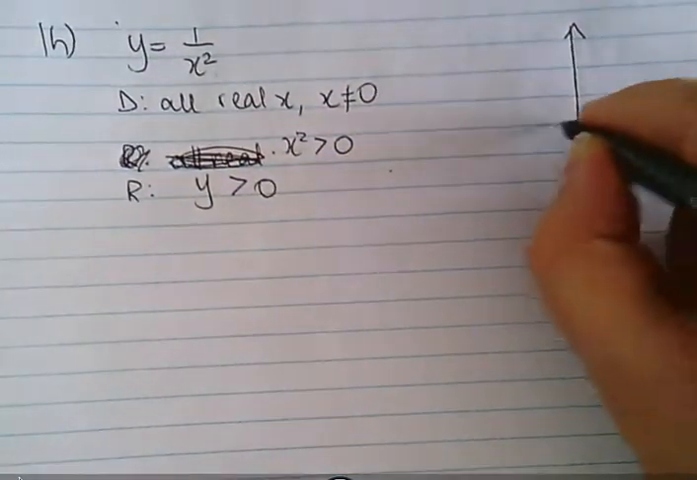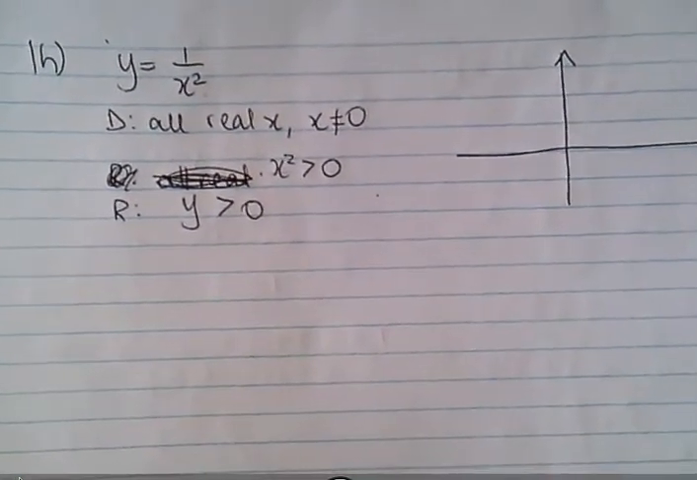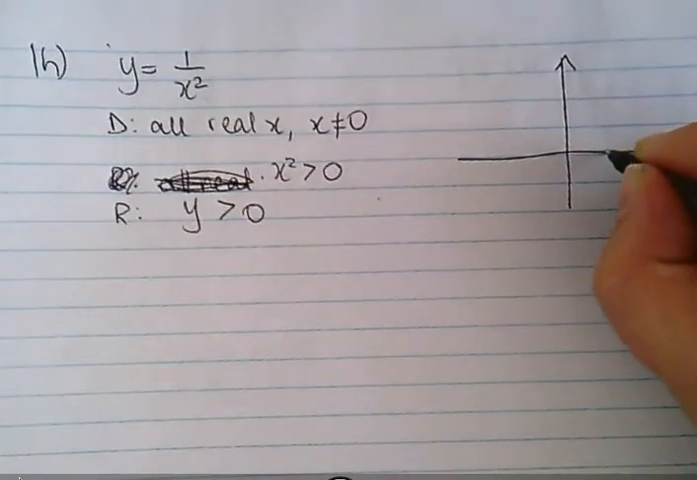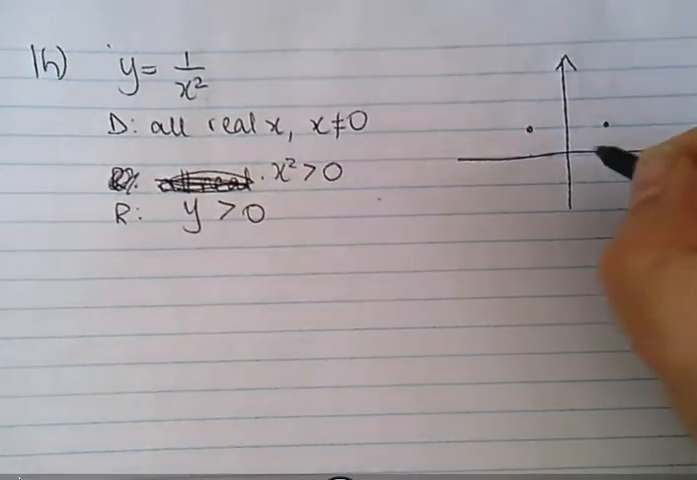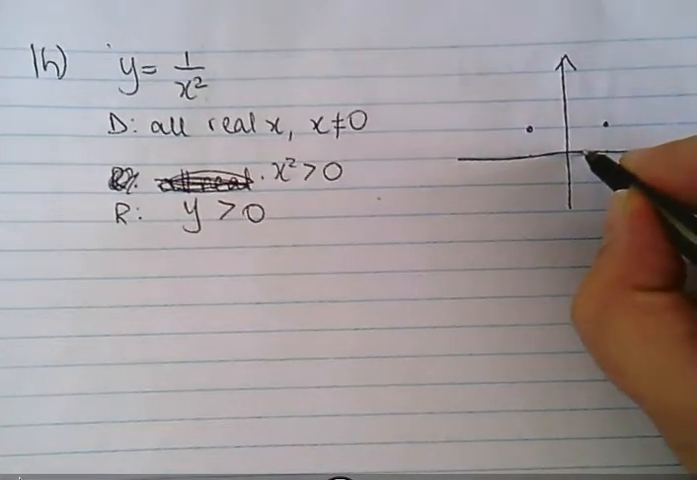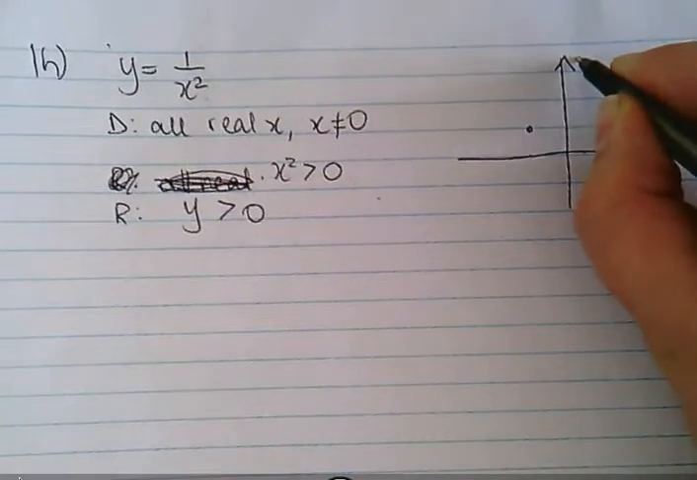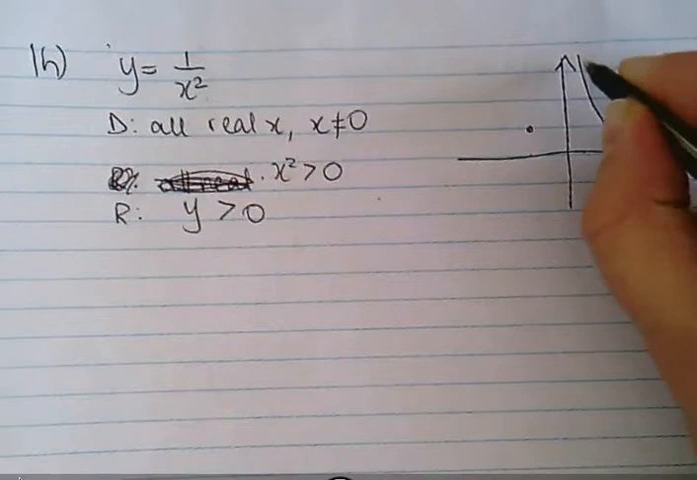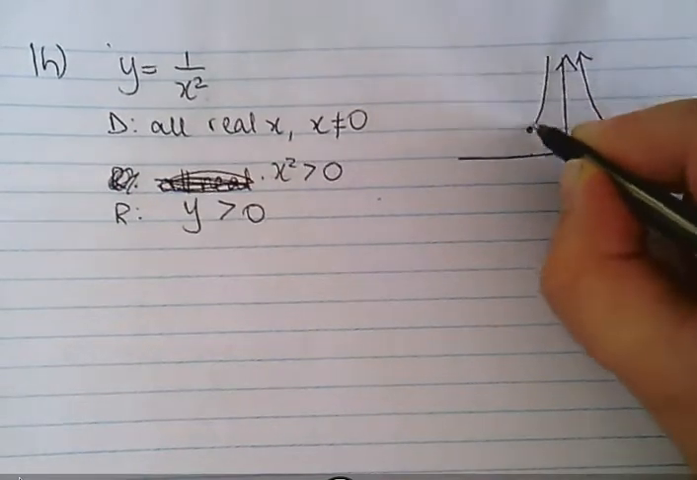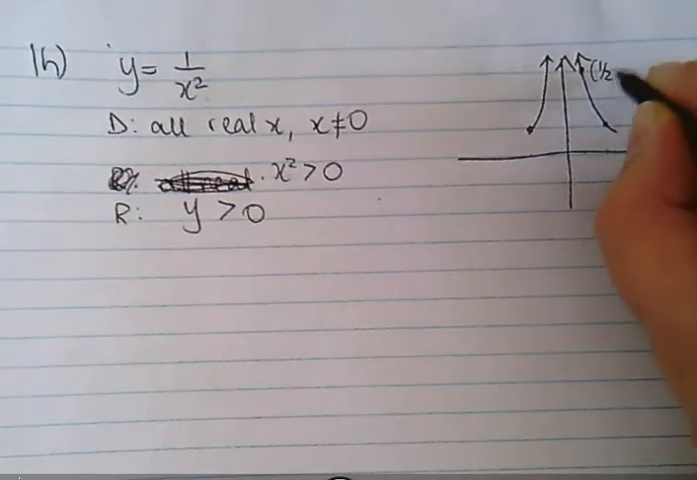Let's have a quick sketch if we want. Let's substitute some values. When x is 1, y is? When x is -1, 1. What about when x is a half? 1 divided by a half squared is 4. 1 divided by a quarter is 4. Look, it looks like this. And then the -1 would go there. So we've got a half, 4.